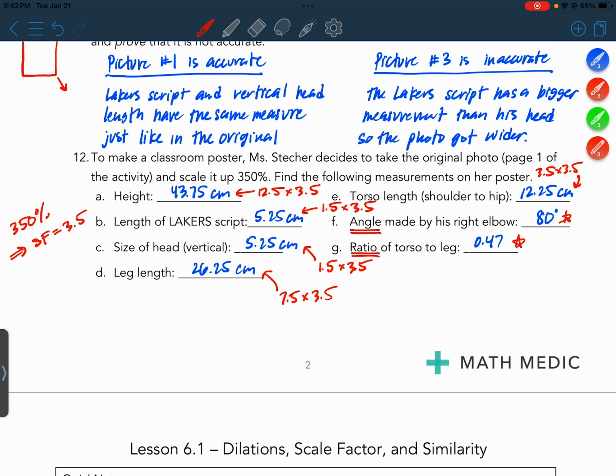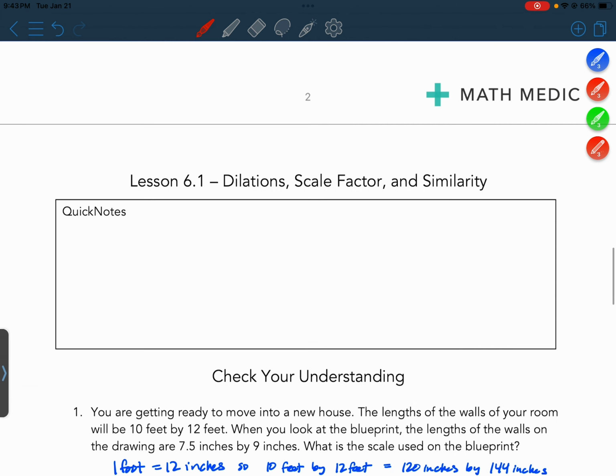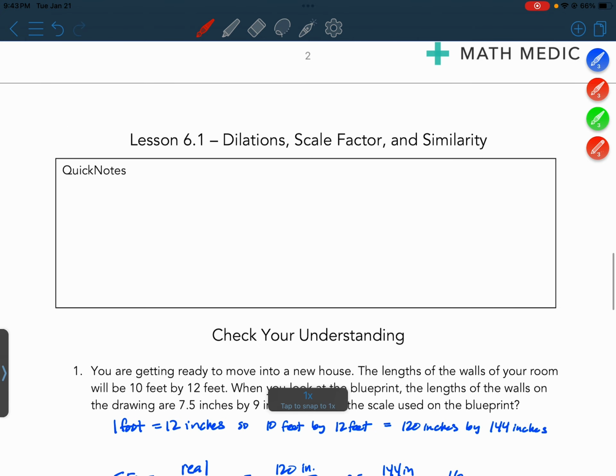All right, so we're done with the group portion of the activity. Let's do a quick summary. So turn to the last page, and we're going to write a couple things here in the quick notes. All right, so number 1, let's define the term similar figures.